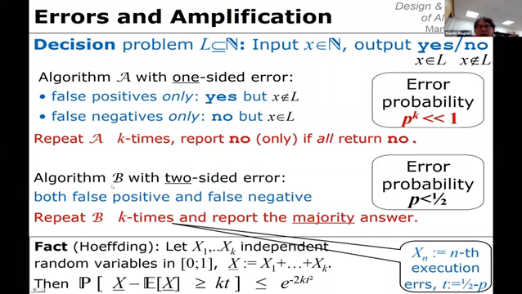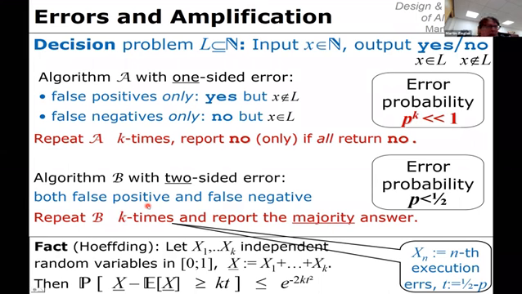The error probability for our repeated algorithm will be comparable to or less than the probability for a deterministic algorithm to give the wrong answer due to cosmic rays. So for all practical purposes, by repeating an algorithm with two-sided error a sufficient number of times and reporting the majority answer, we can amplify the reliability to make it as reliable as we want.